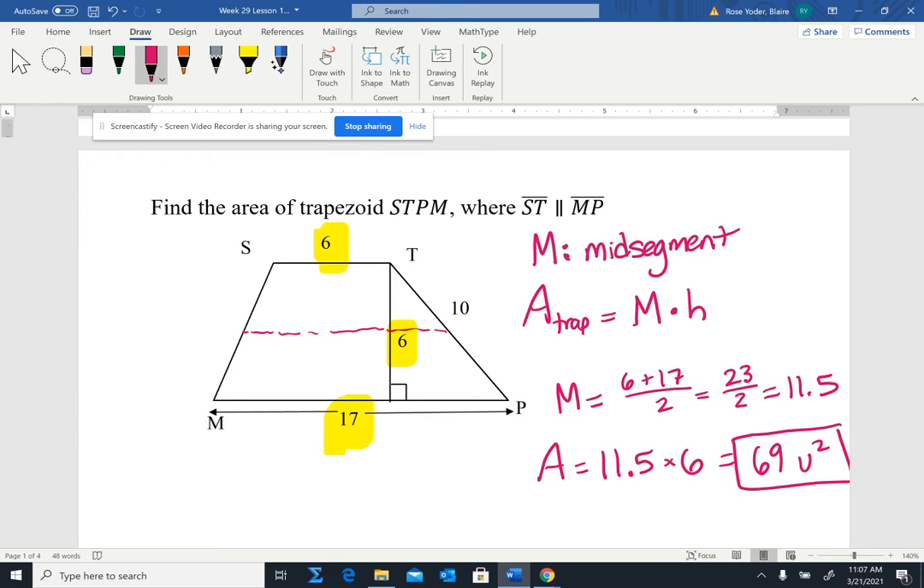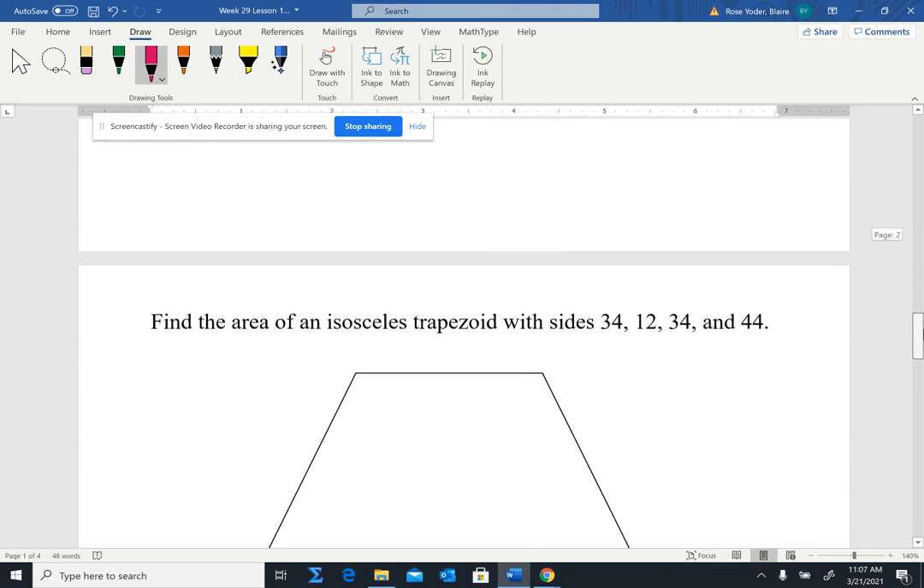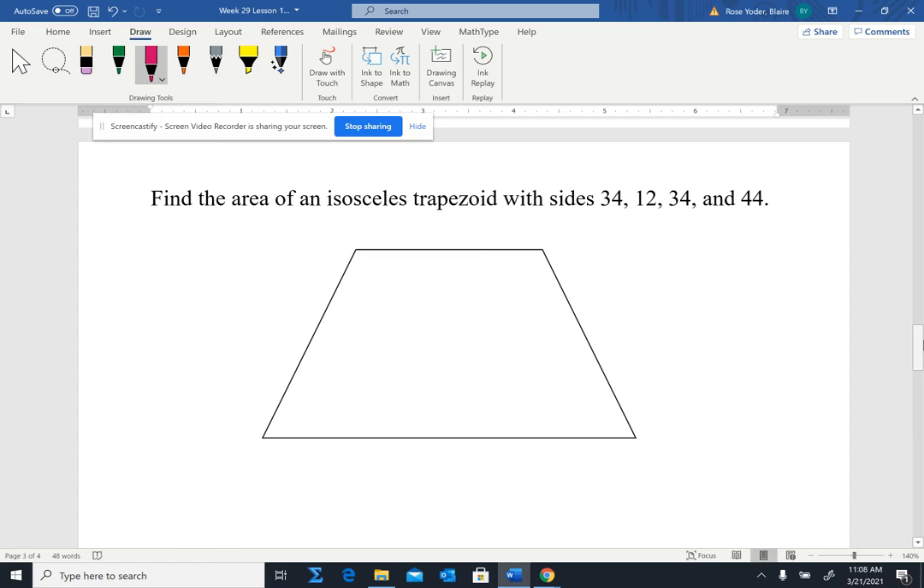That is so much quicker than what we would have had to do by doing Pythagorean theorem and splitting up the 17 into multiple parts. So there are times that I split up shapes, and there are times when the formula is so much quicker and easier. So let's do one more. What if we have an isosceles trapezoid? It says the sides are 34, 12, 34, and 44.